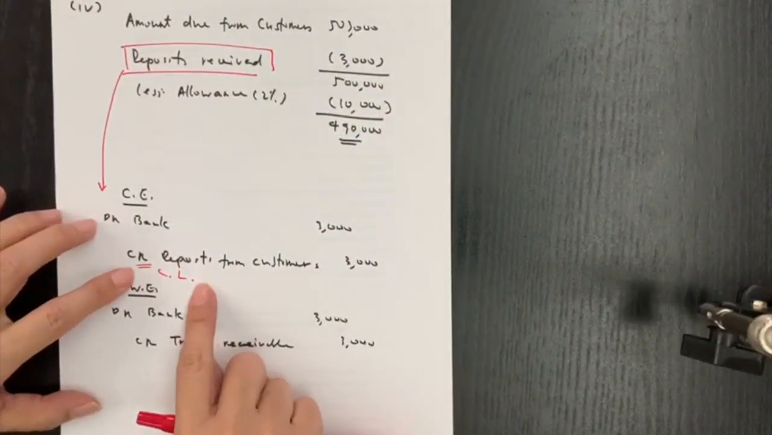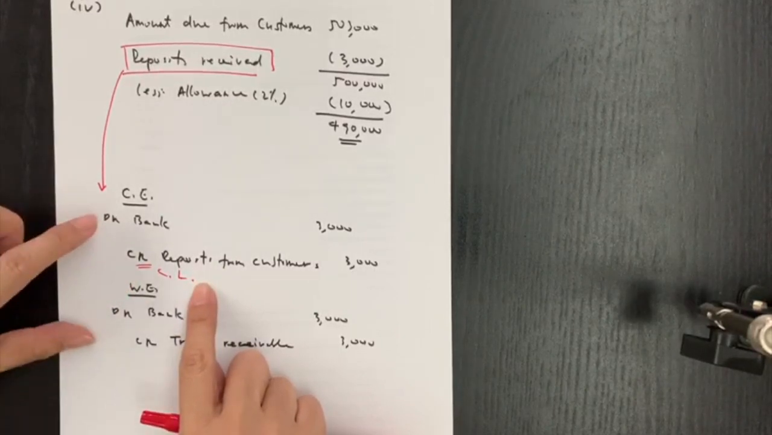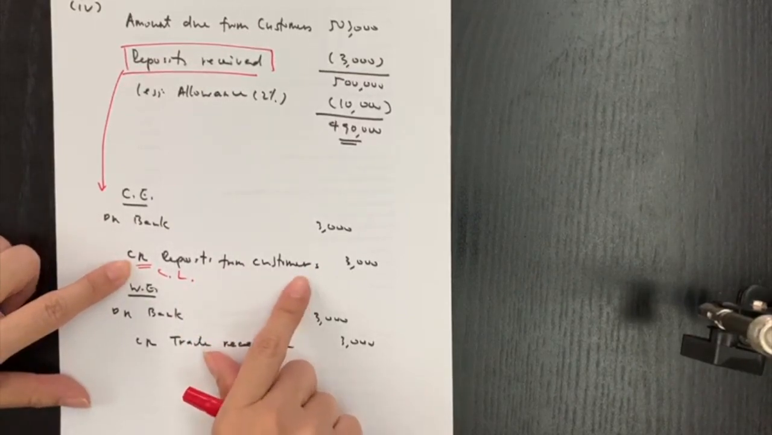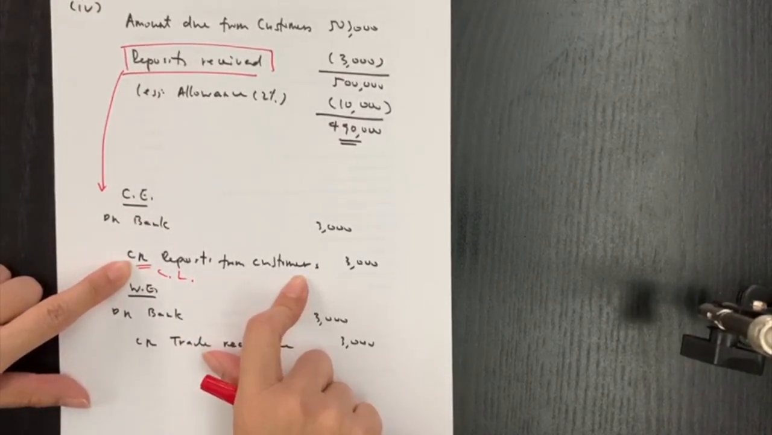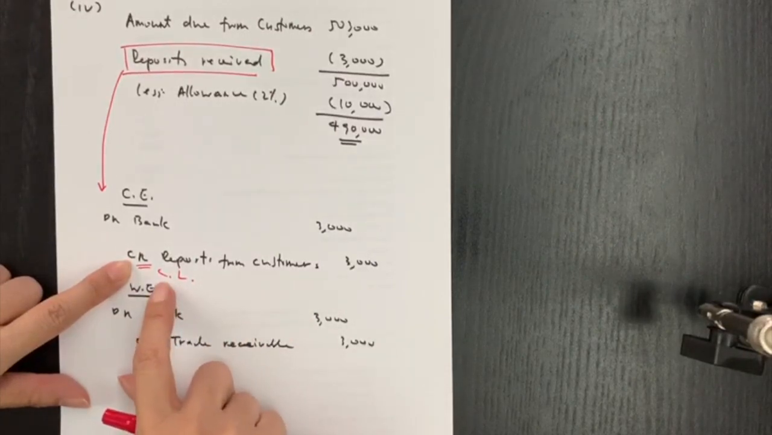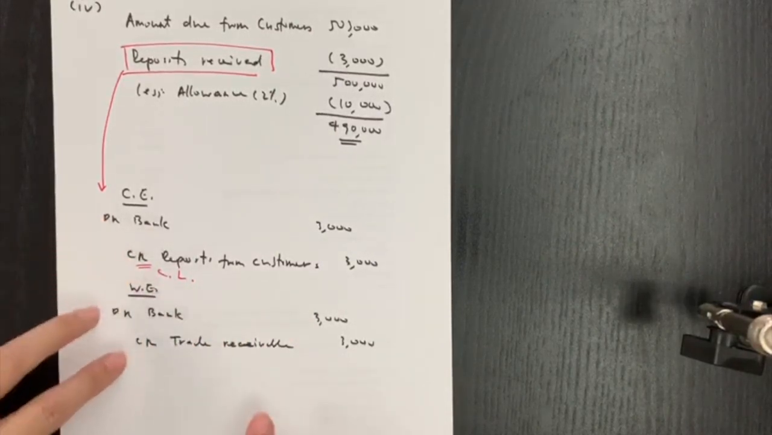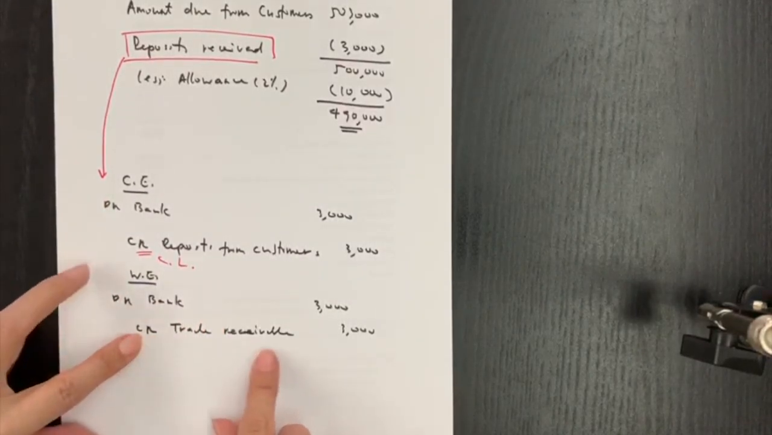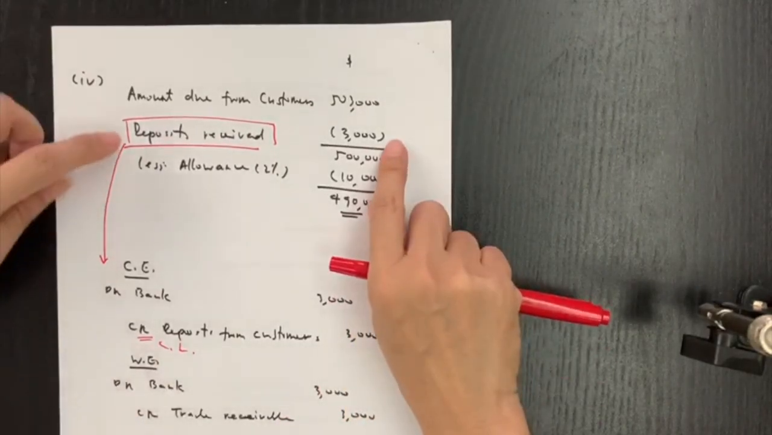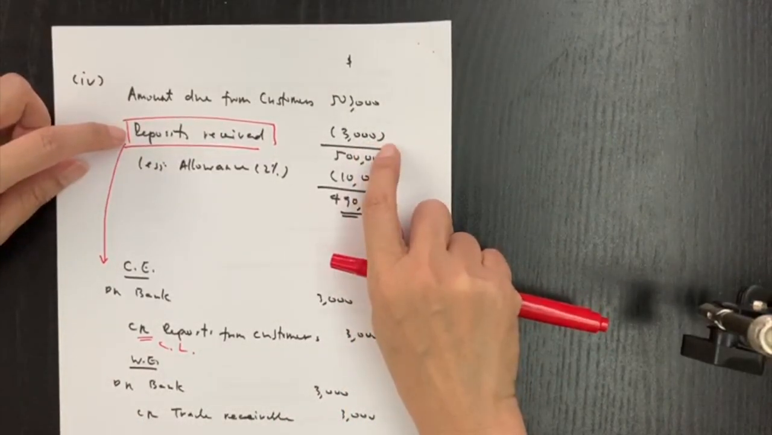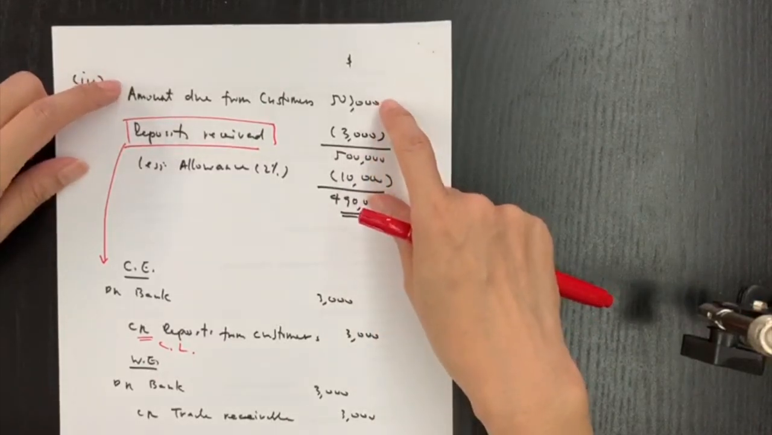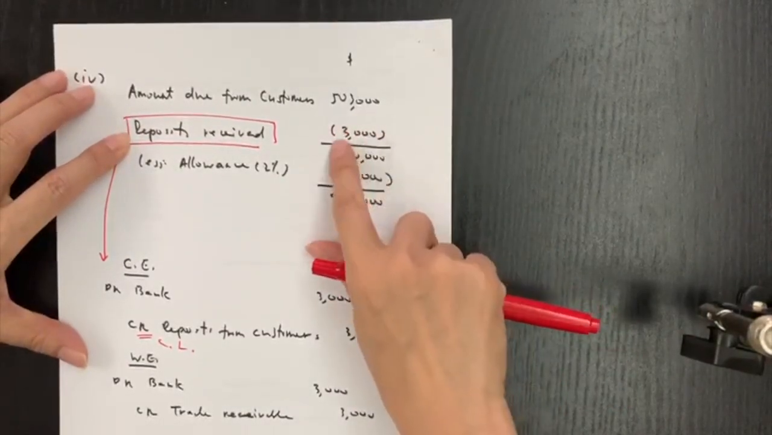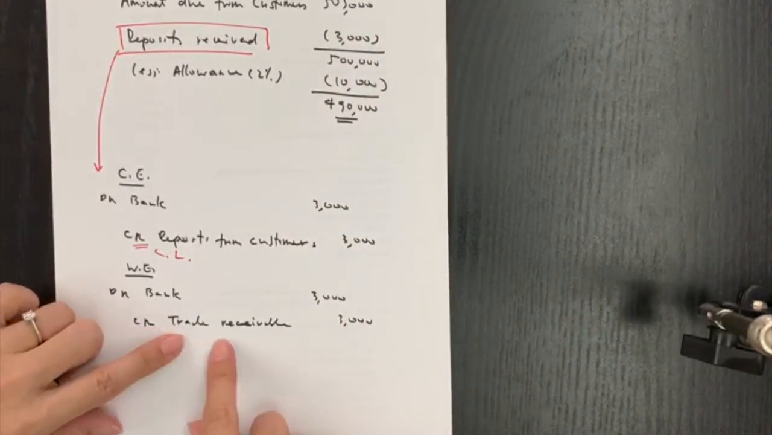And what should be the correct entry for deposit received? That means we have more money in the bank, so we debit bank. And then we credit deposit from customer, because no goods have been delivered to the customer yet. This should be treated as a kind of current liability. However, what's wrong in the books? We debit bank, and why is it credited to the trade receivable account? Because here, 3,000 is deducted from trade receivable, and trade receivable is a debit item. Therefore, if you have a bracket here, that means the firm has credited trade receivable.